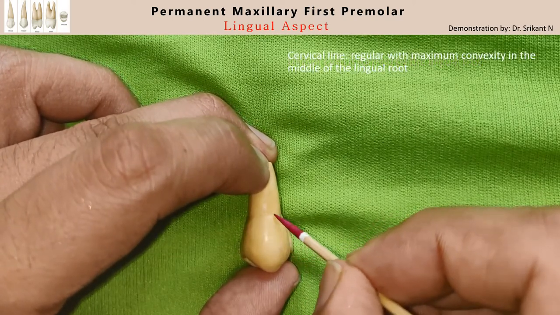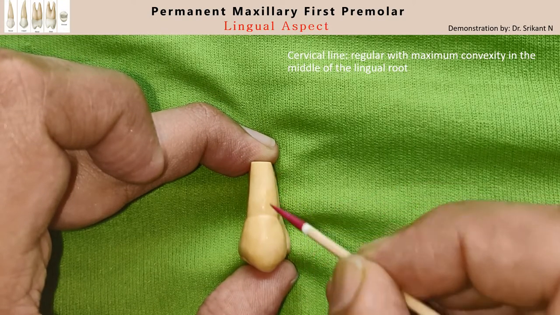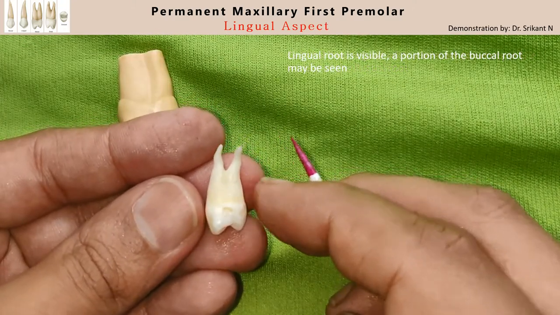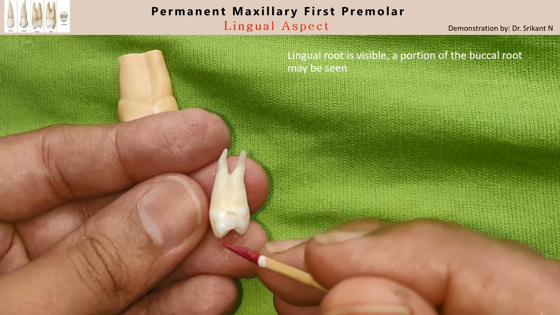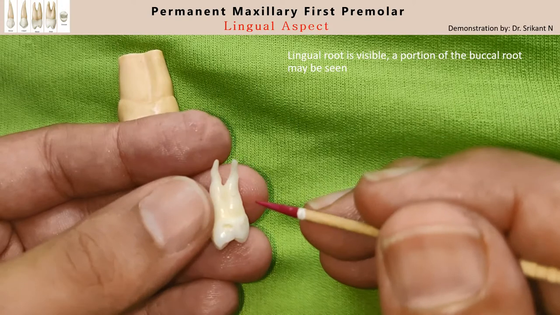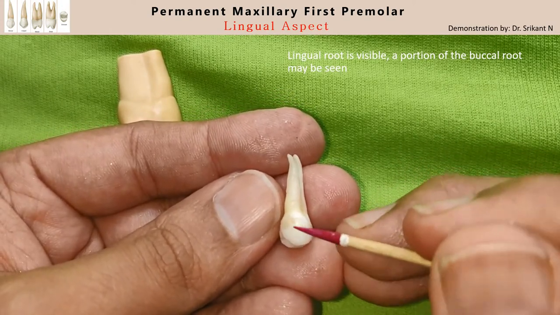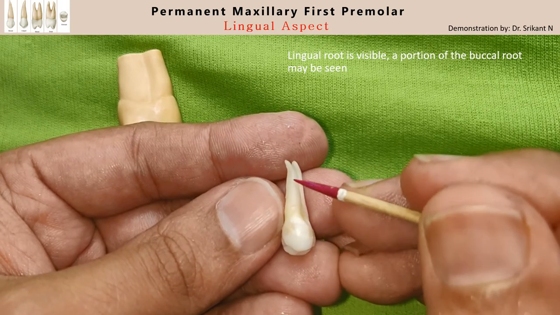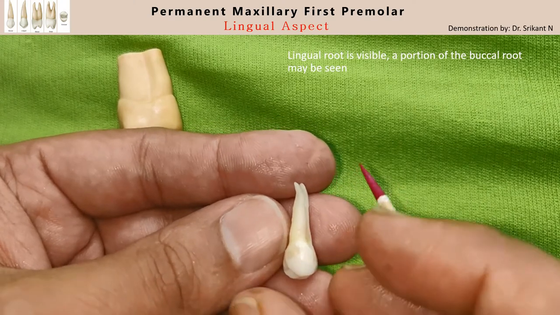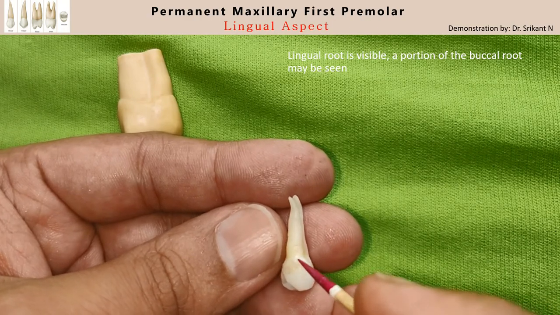The cervical line is regular with the maximum convexity, which is in line with the middle of the lingual root. There are two roots which you can see here, and from the mesial or the distal aspect you can make out that the buccal cusp is longer than the lingual cusp. And when you see from the lingual aspect, the spheroidal appearance of the crown is visible and the crest of curvature of the cervical line is roughly in line with that of the lingual root. So you can see a portion of the buccal root also from the lingual aspect.